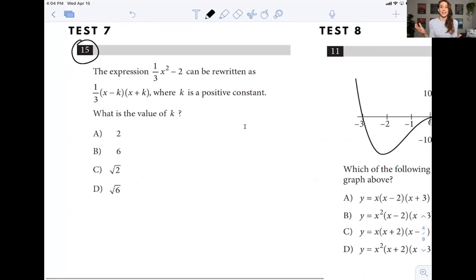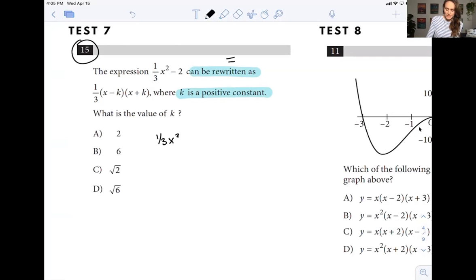This is, again, basically a guaranteed question type on the SAT, where you're solving for a constant. And here they say "can be rewritten as." What do you think "can be rewritten as" is code for? Did anyone catch that little SAT code? That is equal to. So we are going to just write it out again with an equal sign. I'm going to say that 1/3 x squared minus 2 equals 1/3 (x minus k)(x plus k).